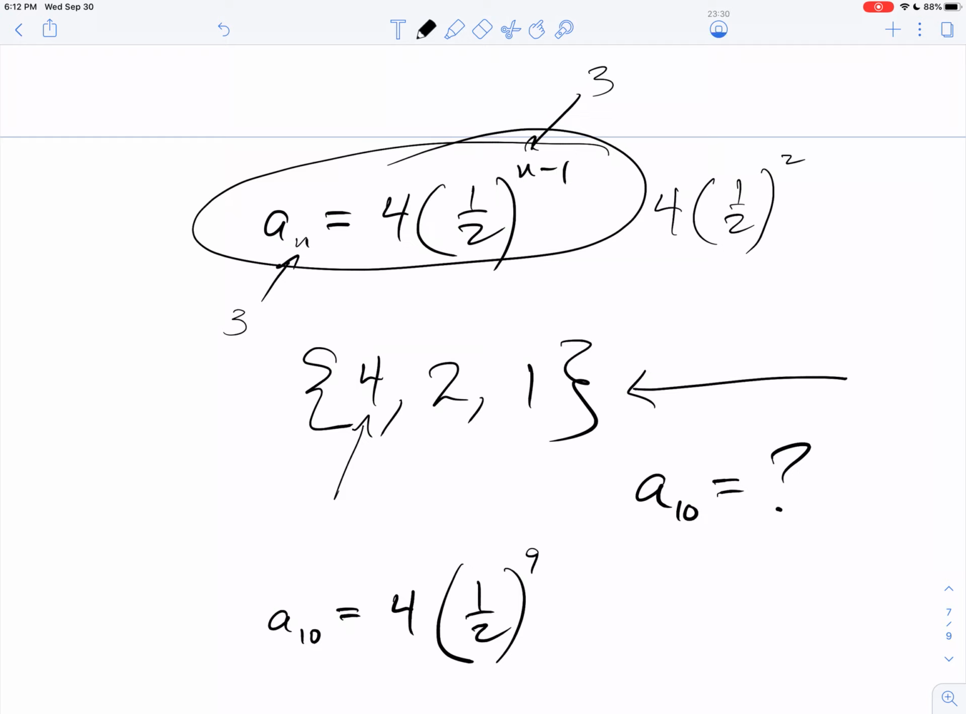And I could say 4 times 1/2 to the power of 9. And I get some ugly megadecimal. But I don't want to leave it that way because I could math frac it.